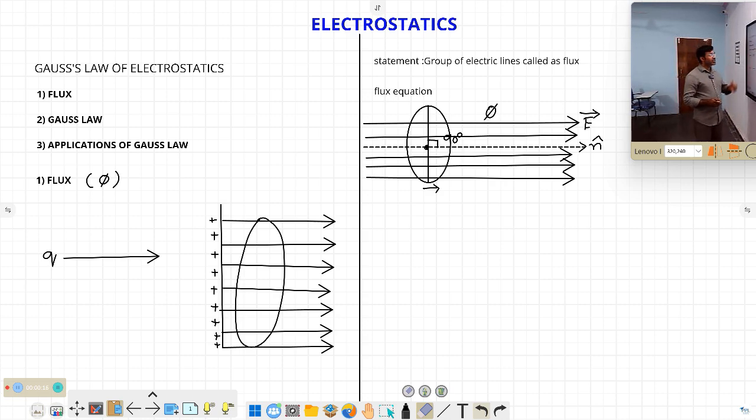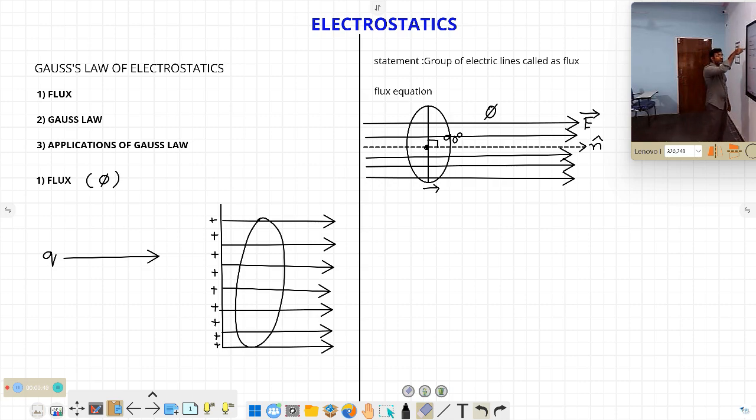So Gauss law is the most important topic in electrostatics, because using this we can calculate the electric field intensity of charged bodies in an easy way, without much complicated integration and differentiation methods. So what are we going to learn in this Gauss law concept?